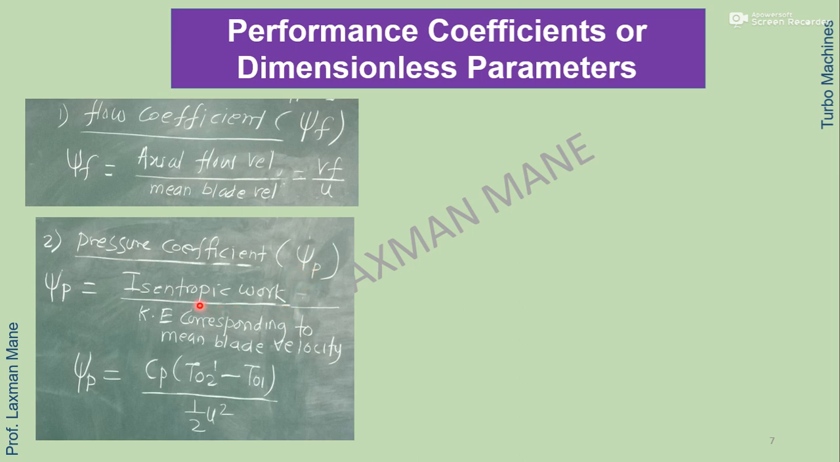Now this is the same as that of the centrifugal compressor. Isentropic work divided by kinetic energy corresponding to mean blade velocity. So isentropic work is given here, Cp into T02 dash minus T01, divided by kinetic energy corresponding to mean blade velocity, means half U square.